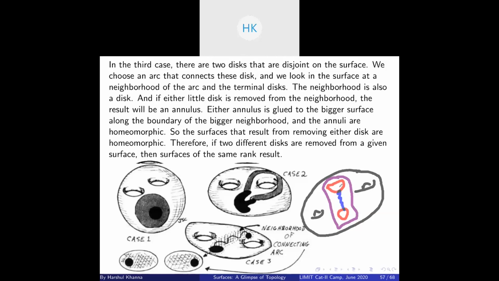If you remove any single one of the disks, suppose you remove this, you get an annulus. That is this surface. Or if you remove the other disk, you get an annulus. And we know any annulus is homeomorphic to any other. So we can essentially paste an annulus inside this surface back to the surface, and we get the same rank as before. Is it clear now? We get the same rank in any case, right? So it's clear. One or two more yeses, then I'll continue.